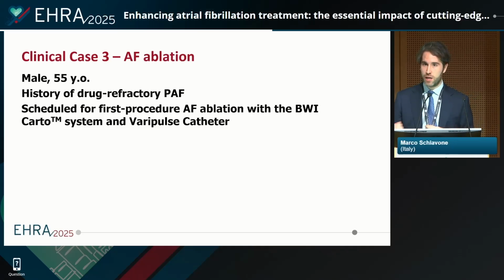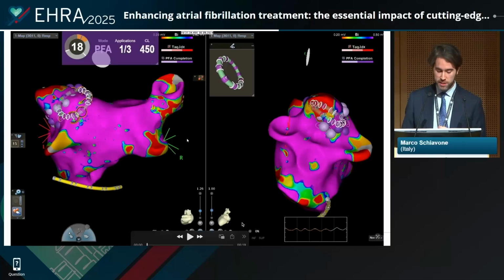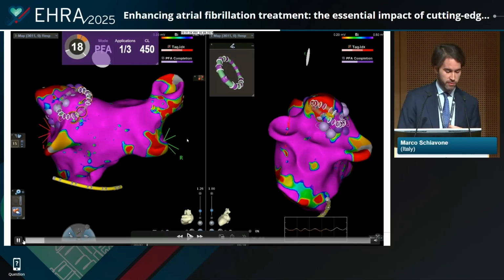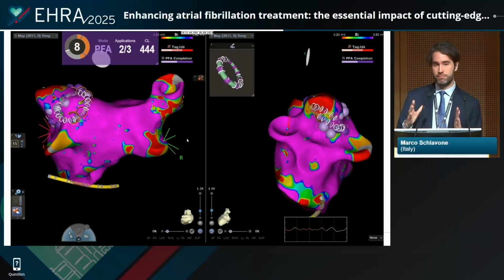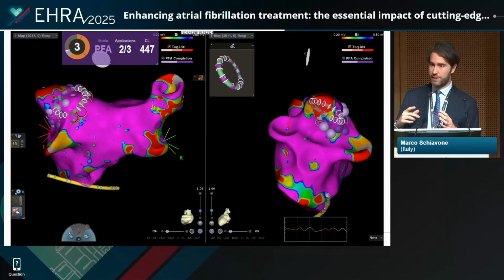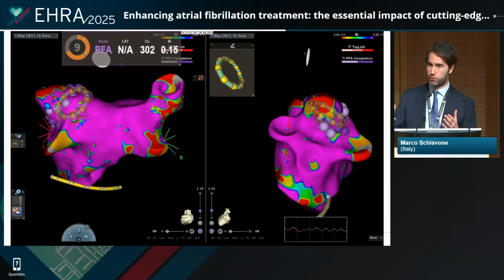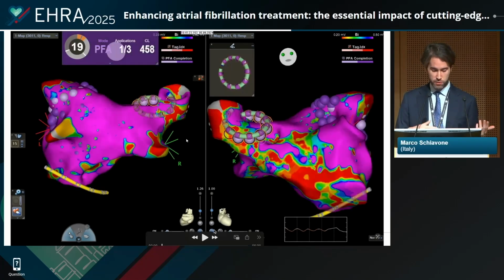This is another example actually from the PFA era. A male, 55 years old, history of drug refractory paroxysmal A-Fib, who was scheduled for his first ablation procedure with a Varipulse system. Here you have the energy delivery from one side. For everyone that is not used to the Varipulse catheter, this is basically a large spacing catheter, so maybe you could not expect to record signals like those you record on the lasso catheter, on the Penta-Ray catheter, on the Octa-Ray catheter, on the grid catheter, on high-density mapping catheters that you are currently using in your practice. This was the energy delivery on the other side of the atrium.